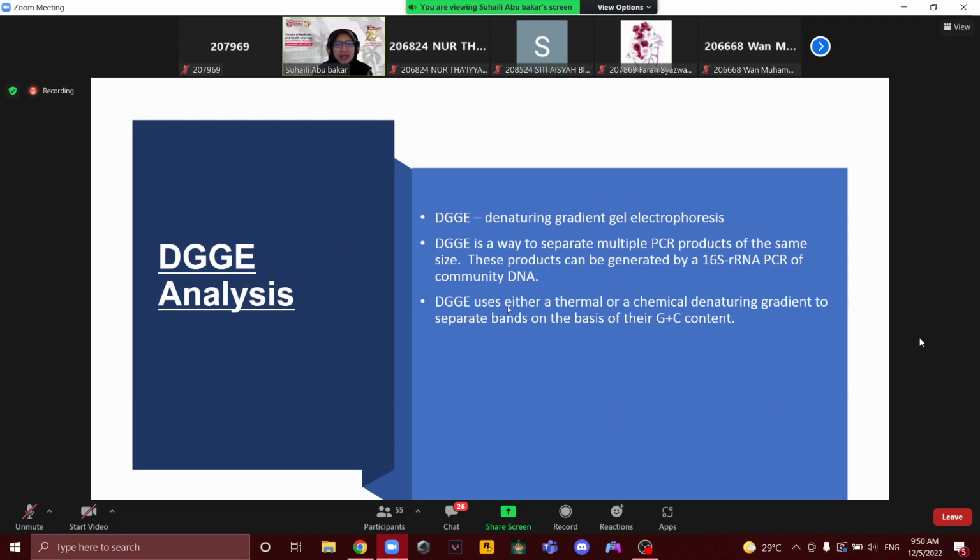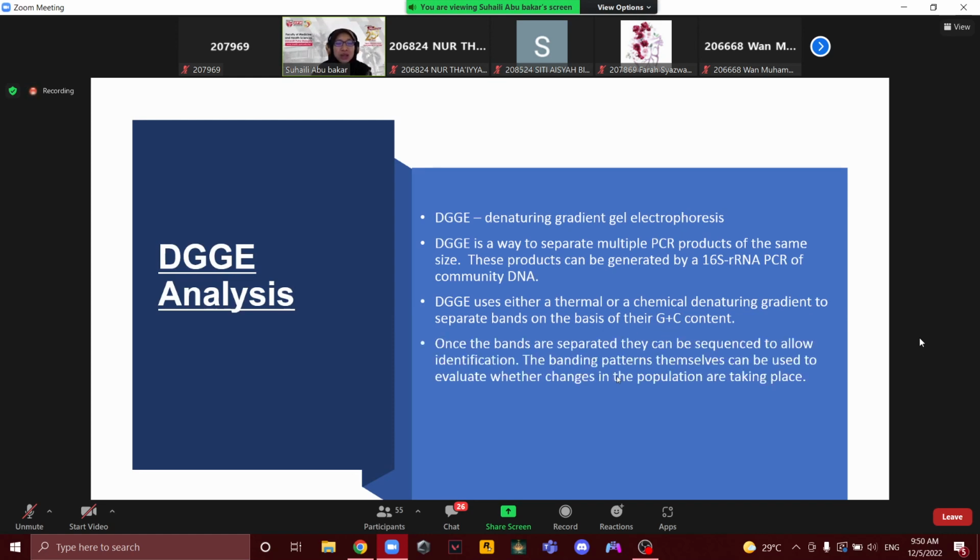Okay, DGGE uses either a thermal or chemical denaturing gradient to separate bands on the basis of their GC content. This one, right? When you use standard gel electrophoresis, it's not good for seeing the size. Then you can proceed with this one, DGGE, denaturing gradient.